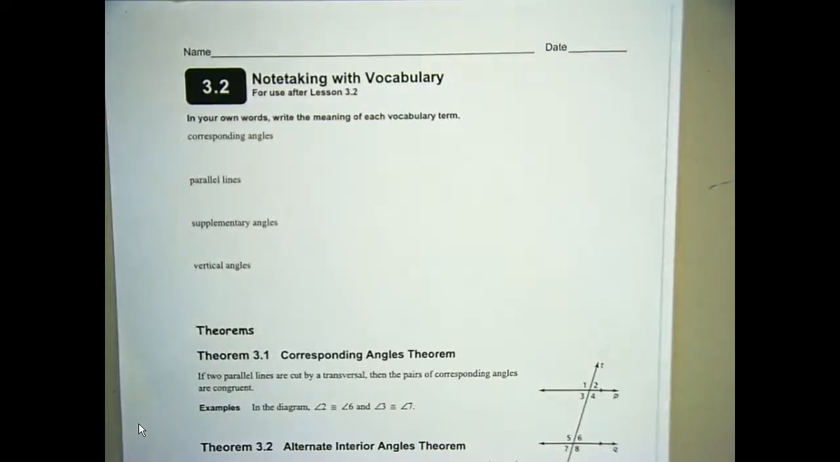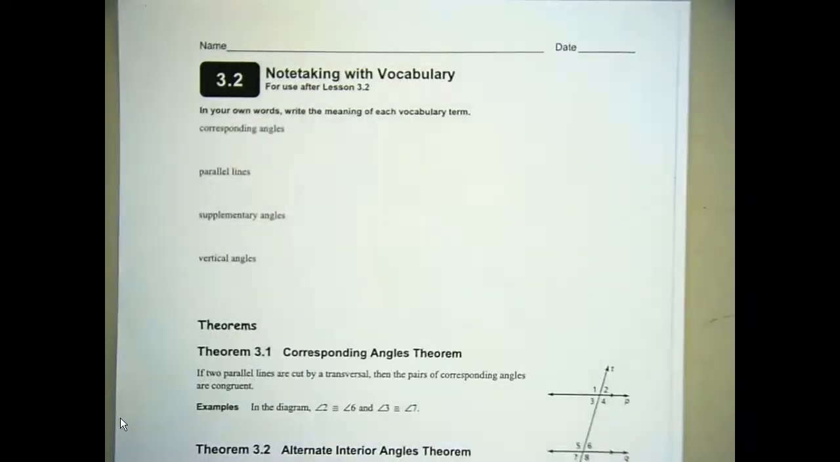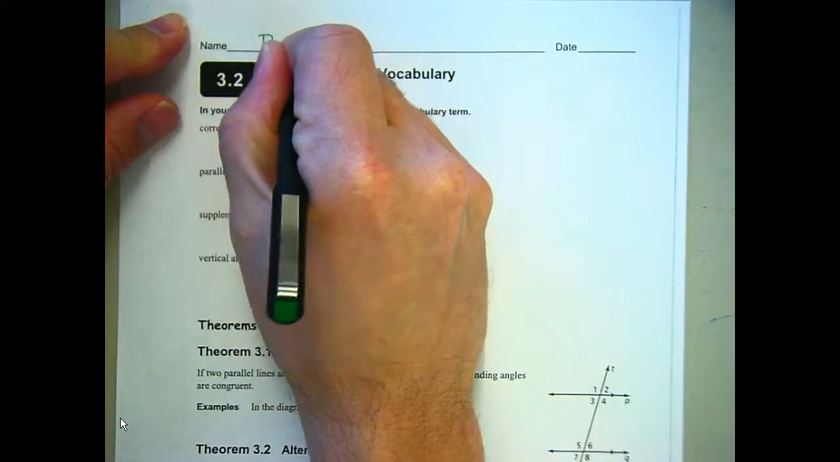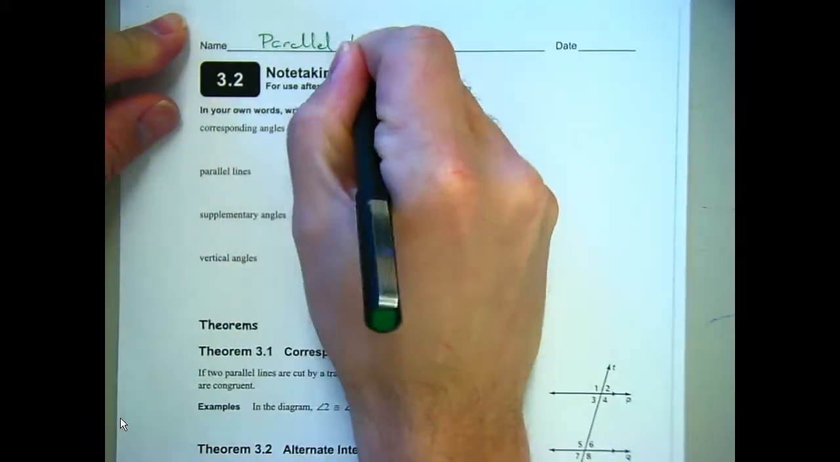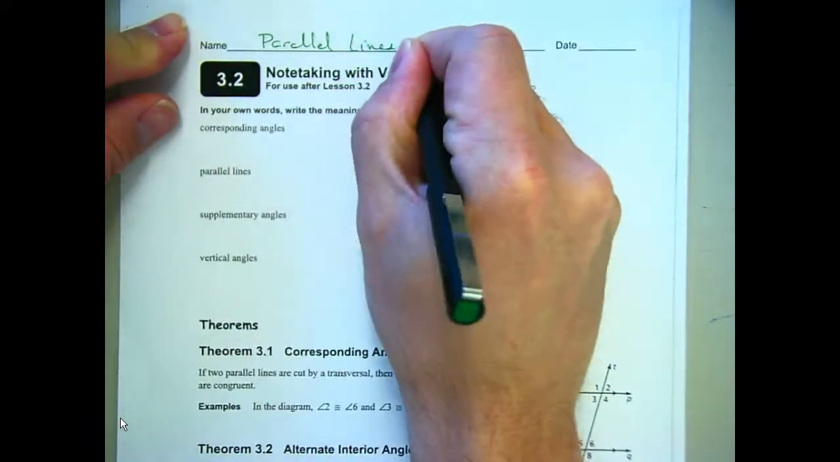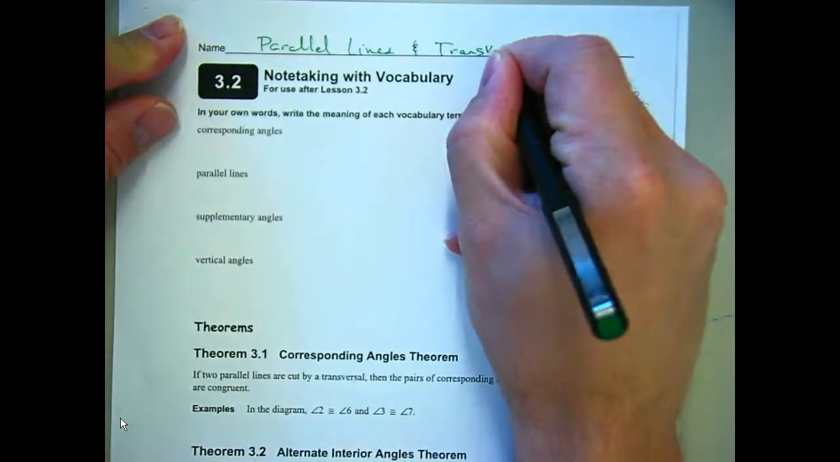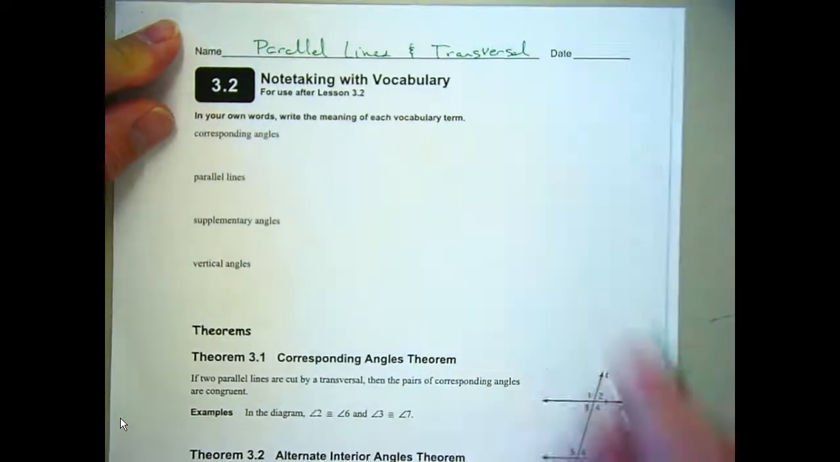So page 73 in your student journals, 3.2. Pure joy, I know. All right, so today we're dealing with parallel lines and transversals. So that is going to be our name up here, parallel lines and transversals. Now tell your neighbor from yesterday's discussion what a transversal is.